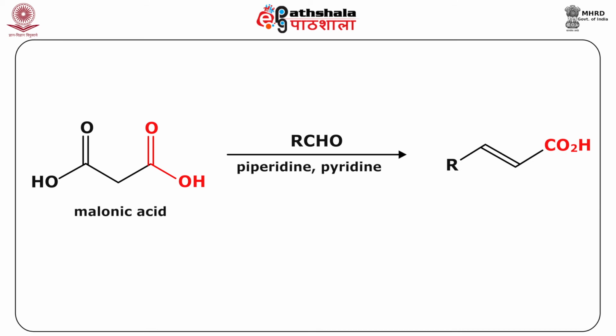And the final product obtained here is an alpha beta unsaturated carboxylic acid, and this is called the Doebner modification. So, this is shown as here. When you have malonic acid, then it will be giving you directly the decarboxylated product rather than a diester and then hydrolysis and decarboxylation. So, this is the Doebner modification as you can see here.